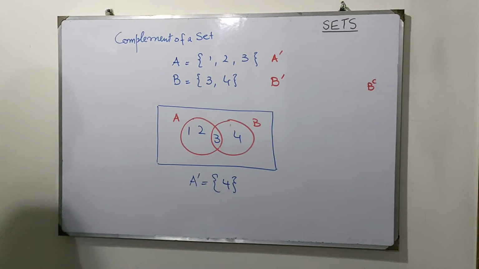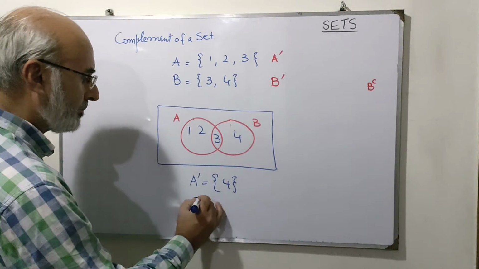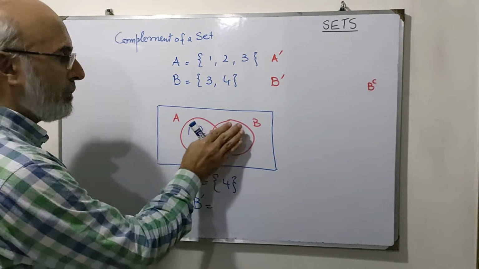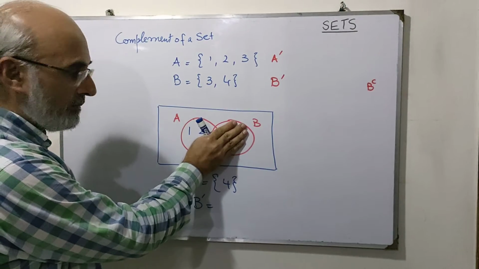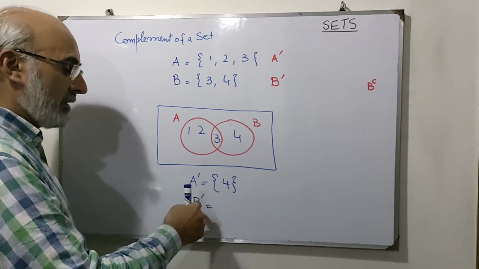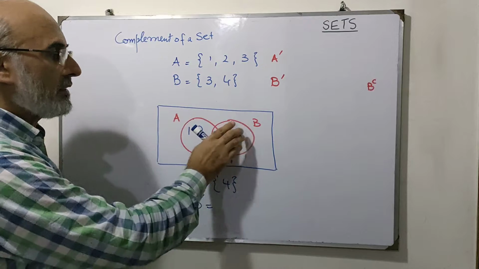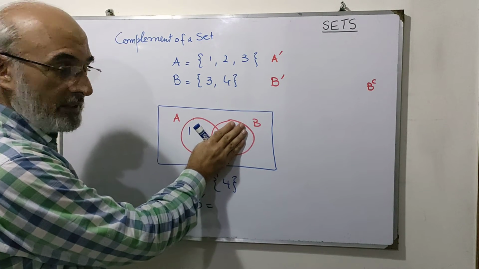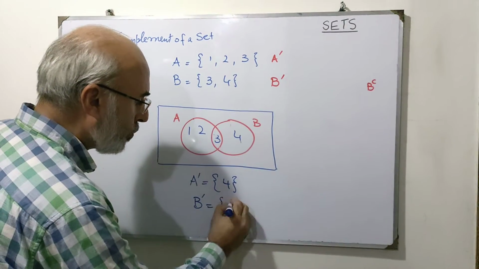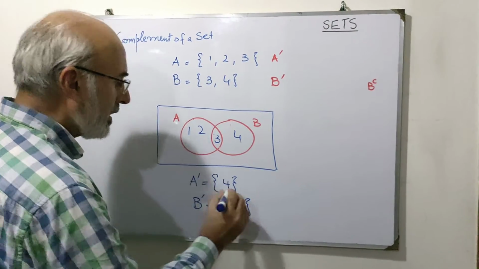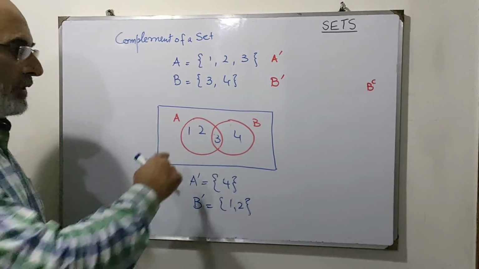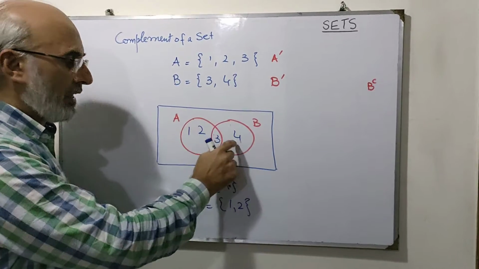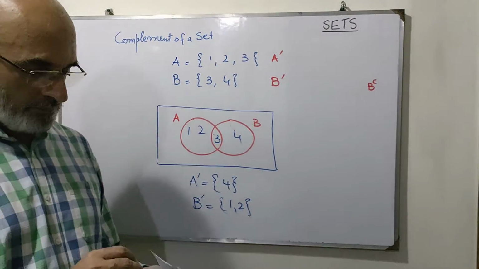Okay? And if we talk about B complement, it is the universal set minus set B. So we have to exclude B, and the complement will contain whatever is left after subtracting set B. So we are left with 1 and 2. So the complement of B is 1 and 2, because if we remove this we are left with 1 and 2. The complement of A is, if we remove this we are left with only 4. Okay?